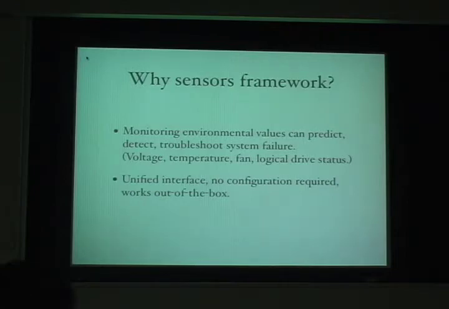And with a unified interface, as we have in OpenBSD, and no configuration required, the framework works right out of the box. It's really easy to use. And lots of sensors are fun. Like it's always pretty interesting to, for example, compile the kernel and watch how your temperature sensors go to the top.